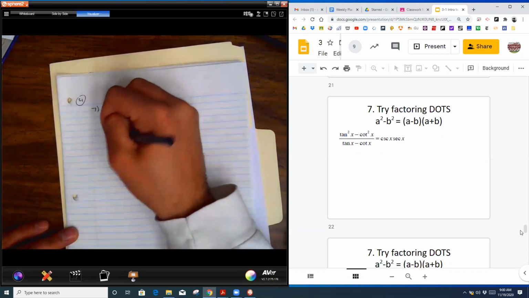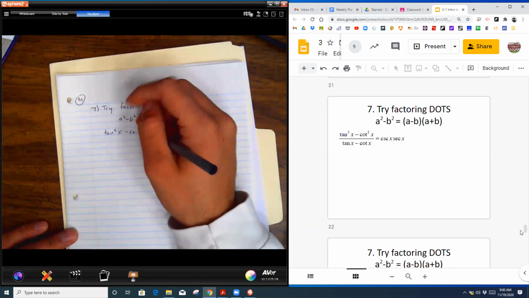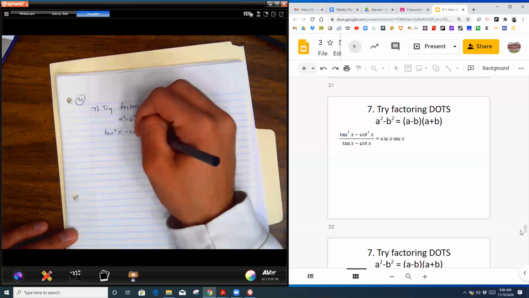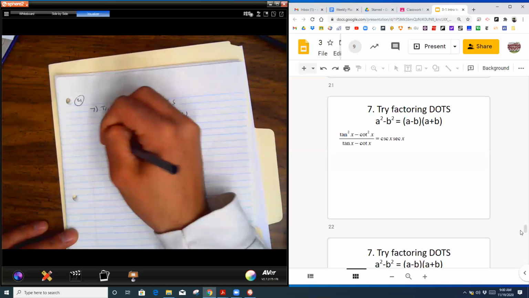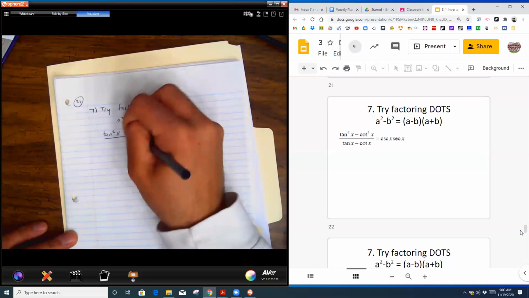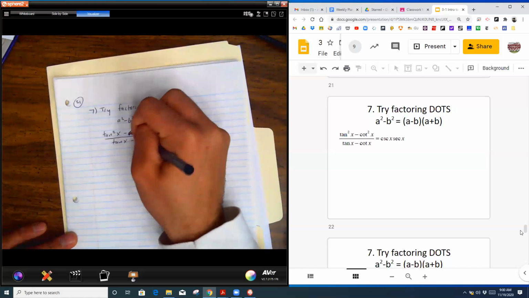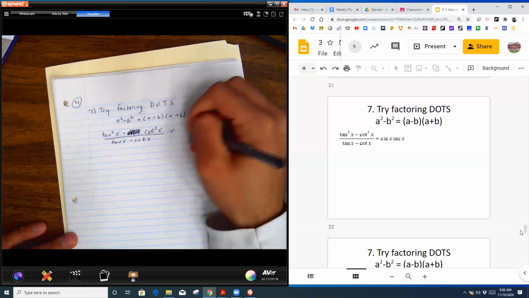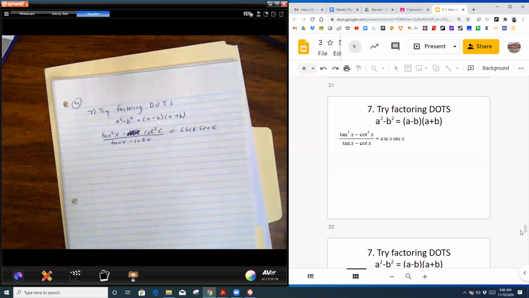So the identity we're going to try to prove is tangent squared of x minus cotangent squared of x, over tan of x minus cotan of x, is equal to cosecant of x times secant of x. Sorry, I can't write, so ignore that. All right, so tangent squared of x minus cotangent squared of x over tan of x minus cotan of x equals cosecant of x times secant of x.